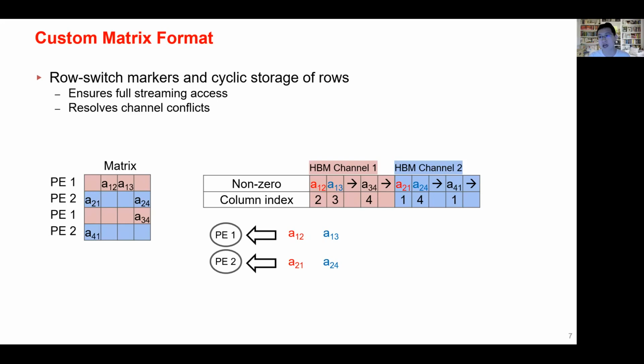After a PE accesses its first row, it will stream in the next element, which is the next row marker, to tell the PE to switch to the next row. By introducing the next row marker, we get rid of the indirect addressing caused by the row pointer array, so therefore the PE can keep streaming in all the data.